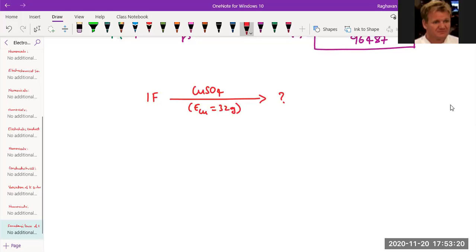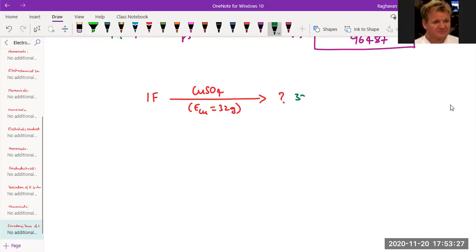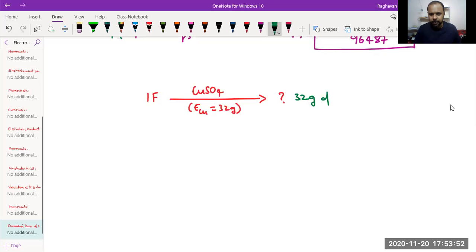One equivalent. What is the mass? 32 grams, 16 grams, 10 grams? That is equivalent mass only. I have given not atomic mass, equivalent mass only. Atomic mass is close to 64, actually it is 63.5, so the equivalent mass is 31.75, which is approximately 32. So 32 grams of copper gets deposited.